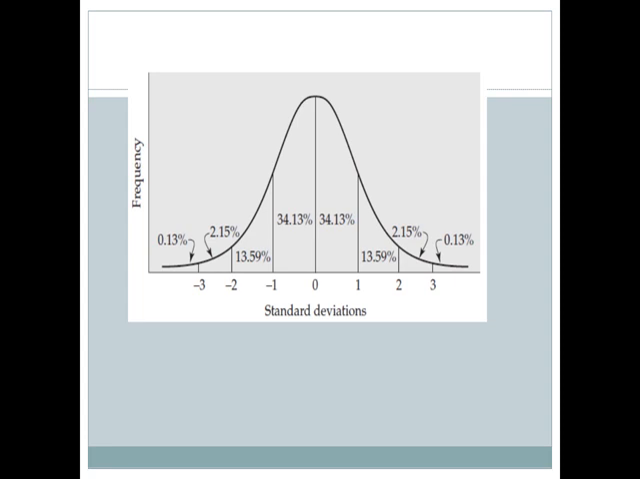But it is important to remember, for example, the relative size of the proportions in this table. Knowing that there is a larger proportion of the scores between 0 and 1 standard deviations than there is between 1 and 3 standard deviations, for example, is something that we will need to know. So the relative sizes of these cutoff points.